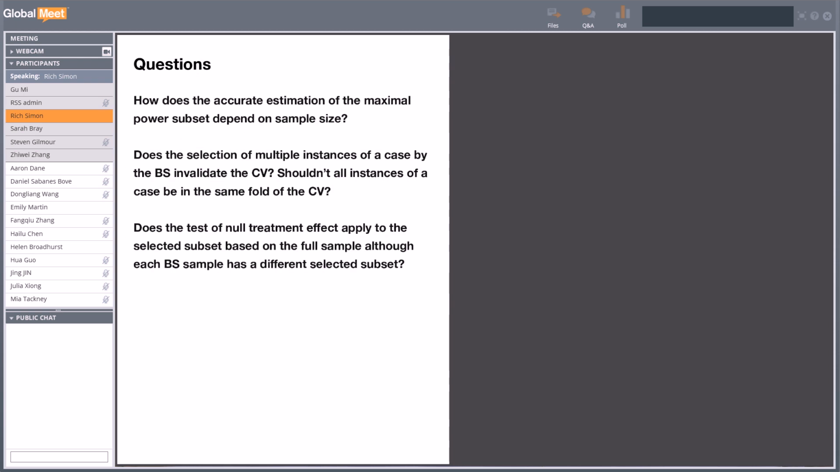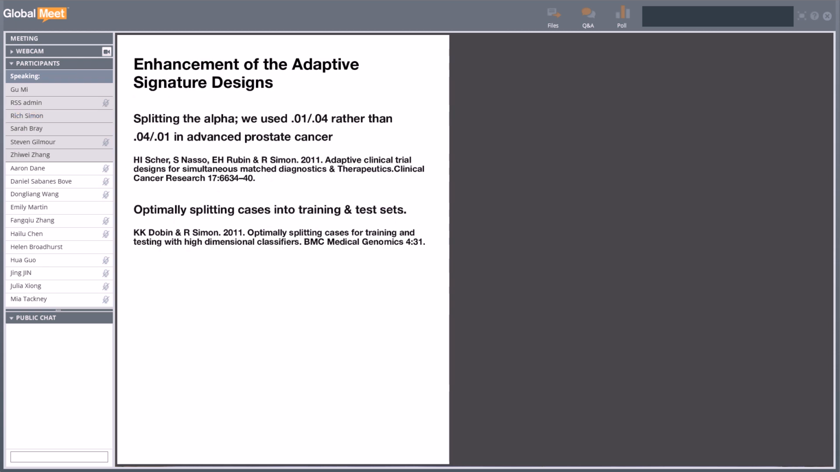And finally, does the test of the null treatment effect really apply to the selected subset based on the full sample, even though with the cross-validation you have a bunch of different predictive biomarker classifiers being developed? I'd like to see that pinned down a little bit more strongly because it is an important result of the paper.